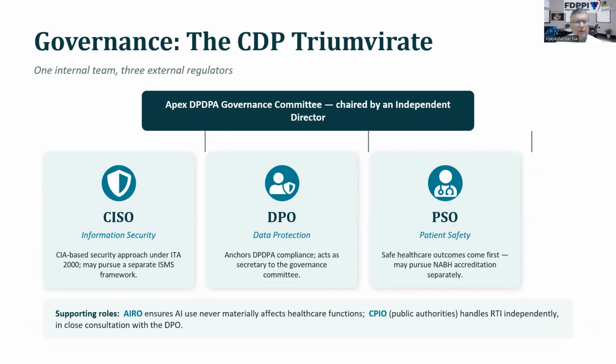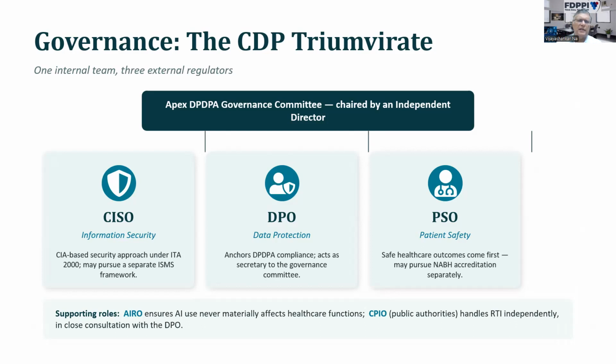Of course, whenever a breach happens, the CISO has to look at it as a data breach, reportable perhaps to the CERT-In. The DPO will look at it as a breach reportable to the Data Protection Board, while the PSO will look at this as a patient safety issue, which may have to be acted upon as per the NABH guidelines. So these were required to come together.